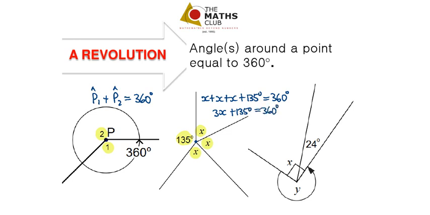And solving for x, I will get that 360 minus 135 is 225 degrees, and x will be equal to 75 degrees. So I can then say each of the angles that are of size x are actually equal to 75 degrees. And if you add all these together, you will get 360 degrees, because it is a revolution.